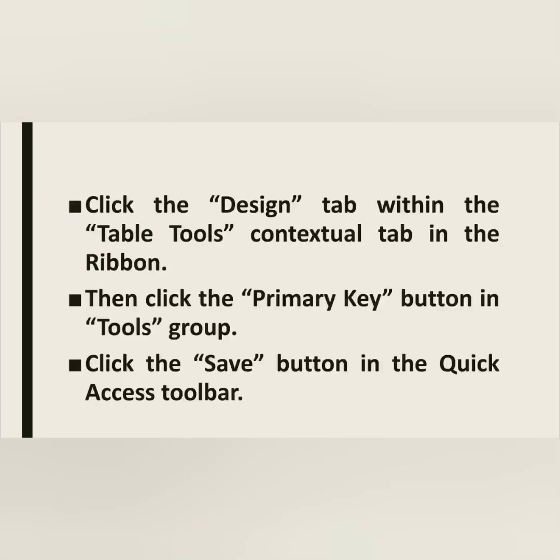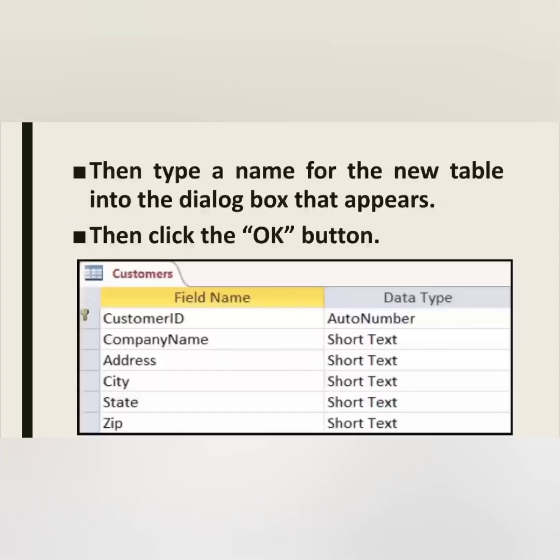Then click the Design tab within the Table Tools contextual tab in the ribbon. Then click the Primary Key button in the Tools group and click the Save button in the Quick Access Toolbar. Then type a name for the new table, whatever name you want to assign to your table. You can write it in the dialog box which appears and then click on OK.